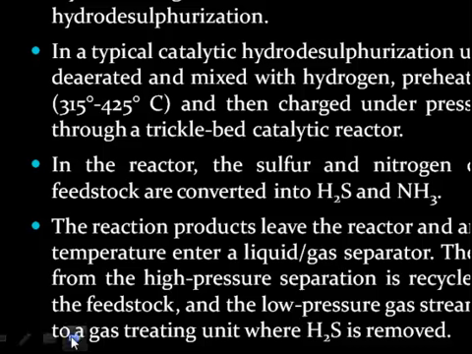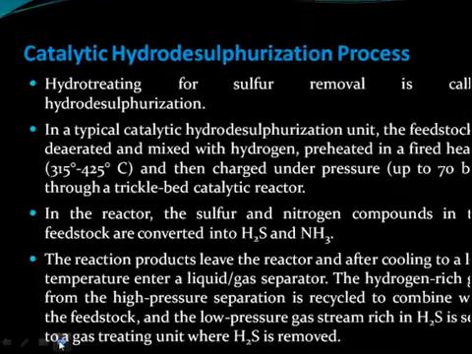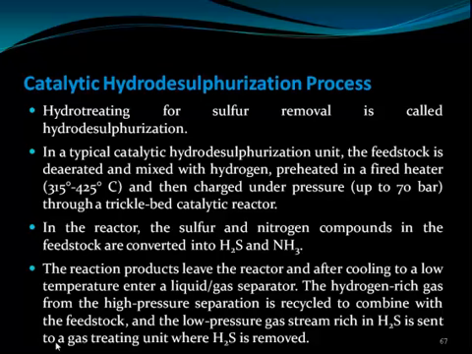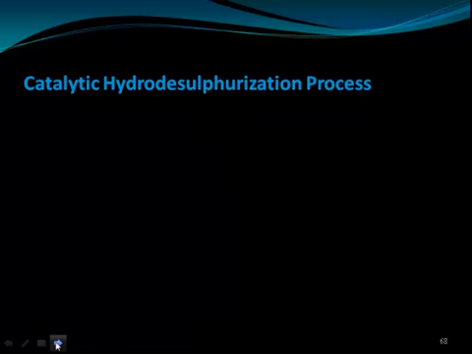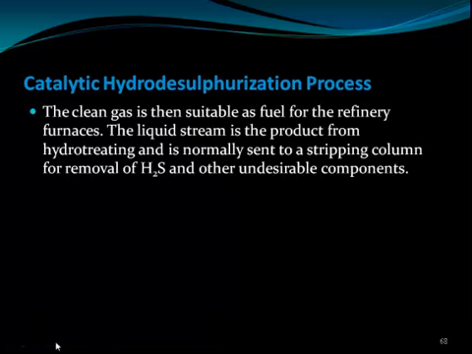The reaction products leave the reactor and, after cooling to a low temperature, enter a liquid gas separator. The hydrogen-rich gas from the high pressure separation is recycled to combine with the feedstock, and the low pressure gas stream rich in hydrogen sulfide is sent to a gas treating unit where hydrogen sulfide is removed. So generally the sulfur is removed, which creates a problem in the refining processes.